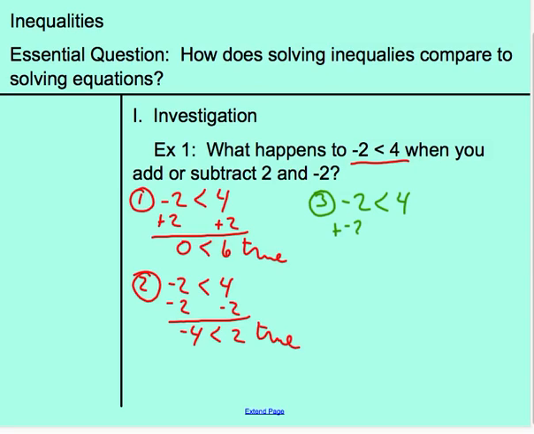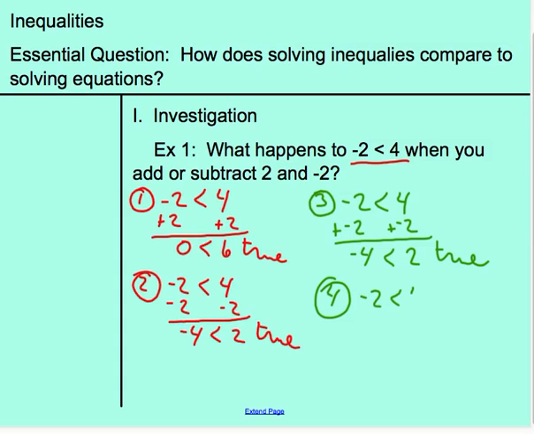If we add -2 to both sides of our inequality, we get -4 is less than 2. Hopefully you recognize this statement. We just saw it a minute ago when we subtracted. Because remember, adding a negative is the same thing as subtracting. So we got another true statement.